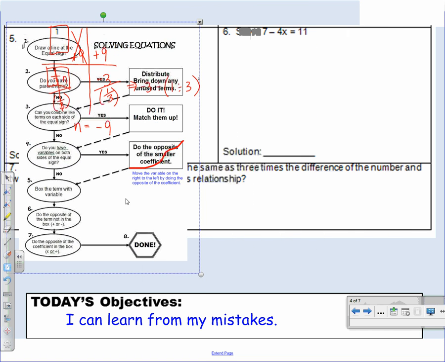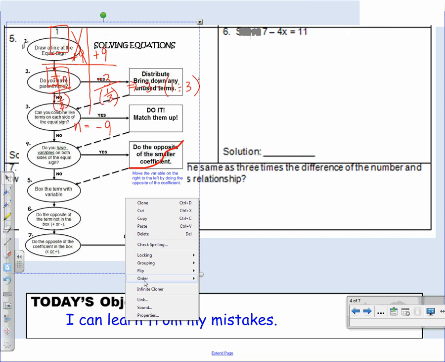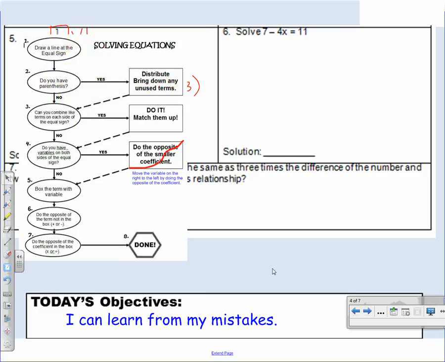Number 6, draw a line down the equal sign. Do we have parentheses? No. Can you combine the terms on each side? No. Do you have variables on both sides? No. We're going to box the term with the variable. Make sure you take the negative with the 4, so it's a negative 4x in our box. Do the opposite of the term not in the box. That means we're going to subtract 7 from both sides, because 7 is positive.